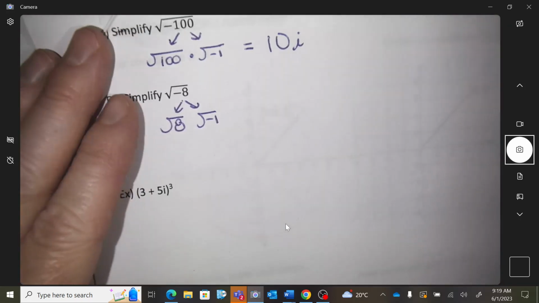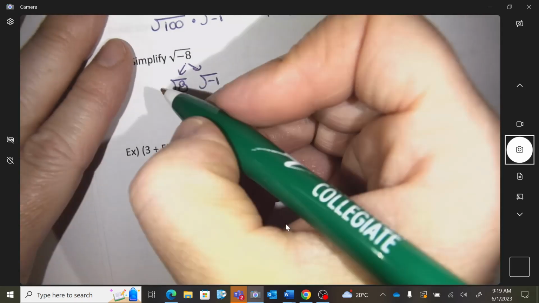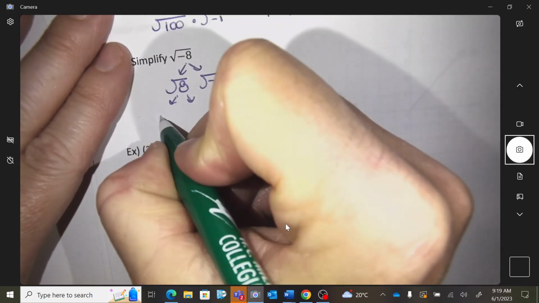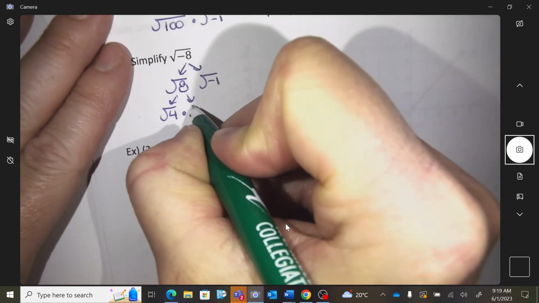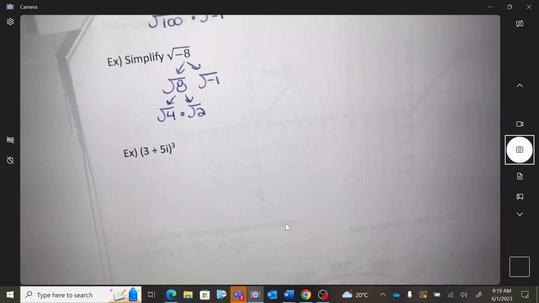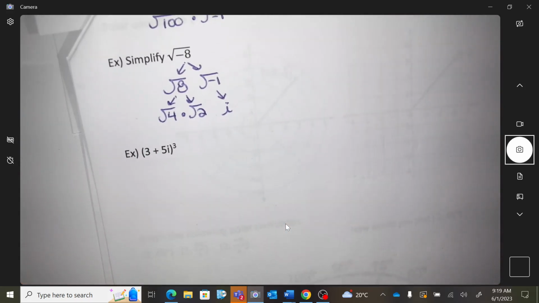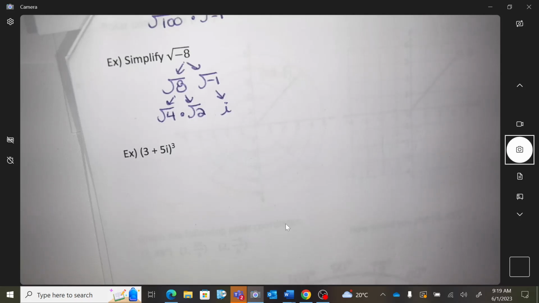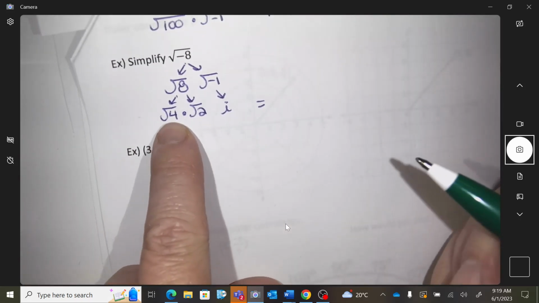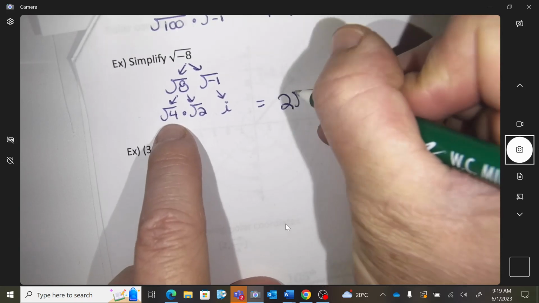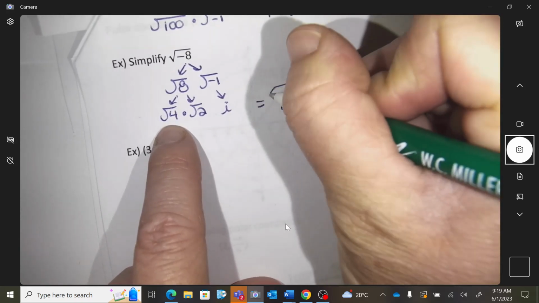Now this is a little bit different. The square root of 8 isn't a number that we know, but do you remember breaking radicals down more? The square root of 8 could be written as the square root of 4 times the square root of 2. The square root of negative 1 is going to be an i. So this is going to be the whole number 2, so just 2 root 2 i.